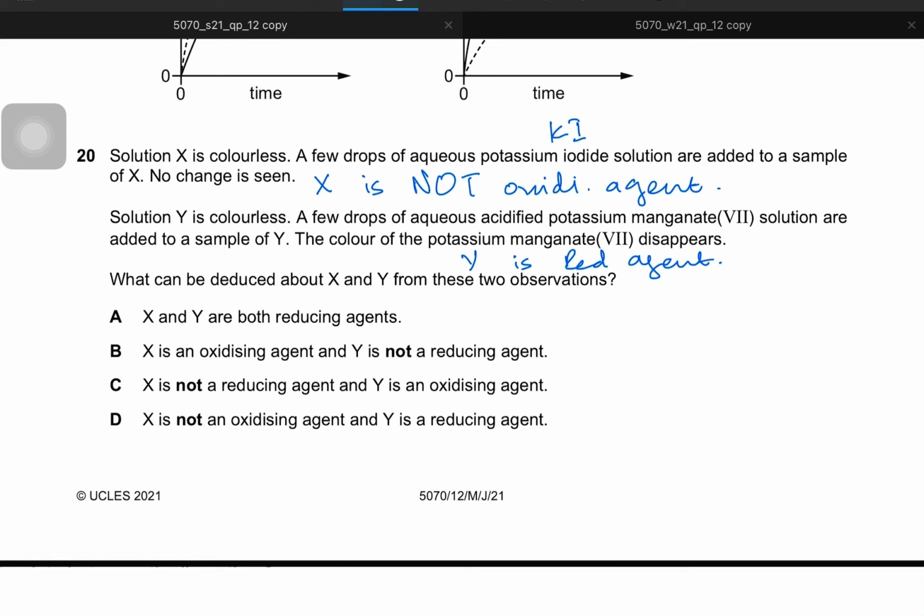X and Y are both reducing agents? No, sorry. X is an oxidizing agent? No, sorry, we just established it is not. X is not a reducing agent, maybe, because we don't have enough info on that. Y is an oxidizing agent? No, sorry, Y wasn't an oxidizing agent. Y was a reducing agent. X is not an oxidizing agent, yes, and Y is a reducing agent, yes. So D for doctor is the right answer in this case.